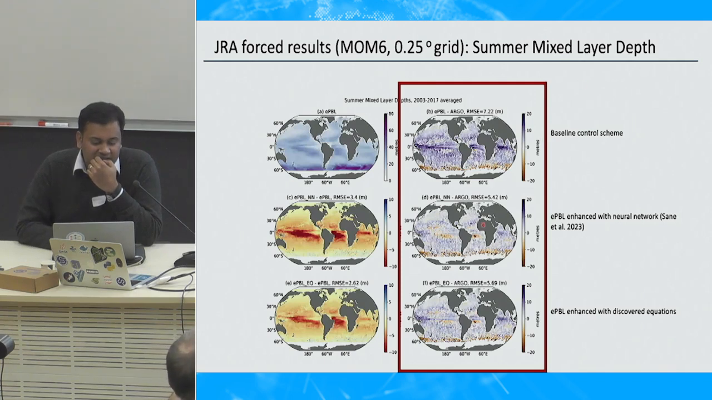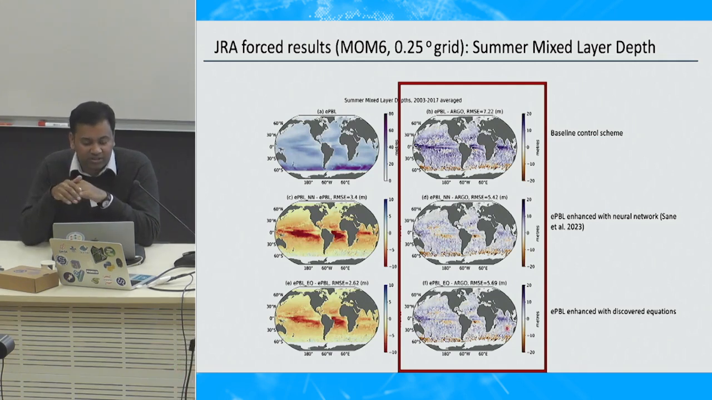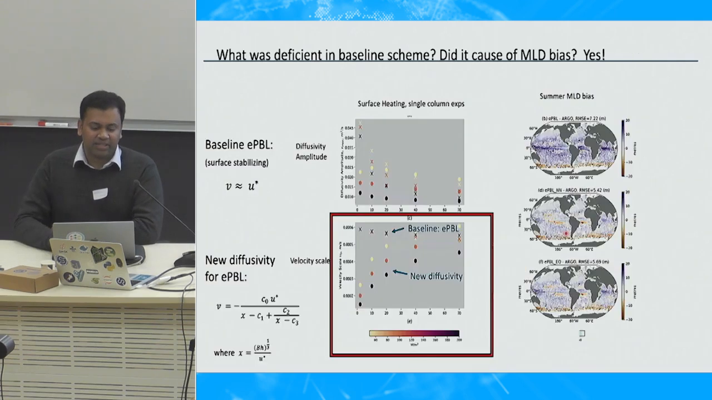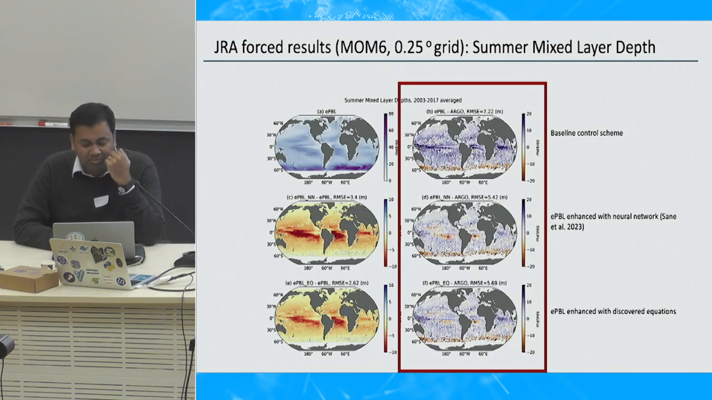And here are the results. This one is the output from the control run, this one is with neural networks, and this is for the equations. With equations, we could get a similar reduction in the bias. It's not as good as neural networks, but it's still much better than the control scheme. And with equations, the good thing is that because there are few terms, it's much cheaper to compute than neural networks, which have roughly 1000 to 2000 parameters that have to be computed at each grid point and each time step.